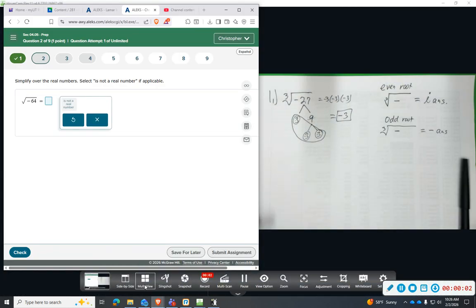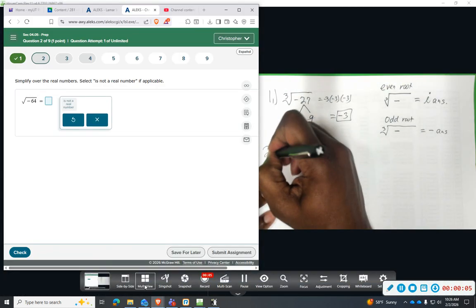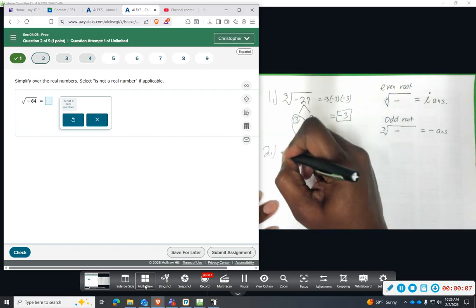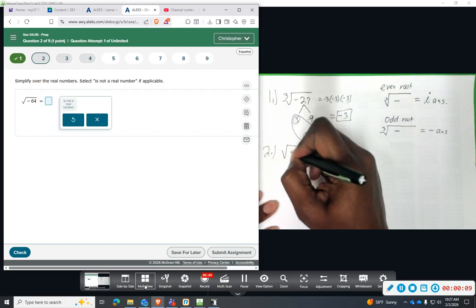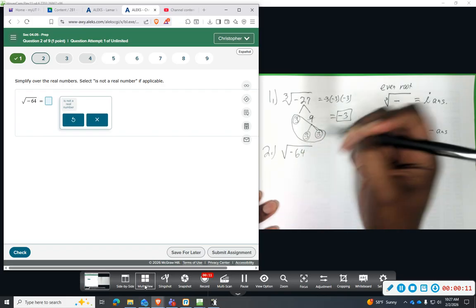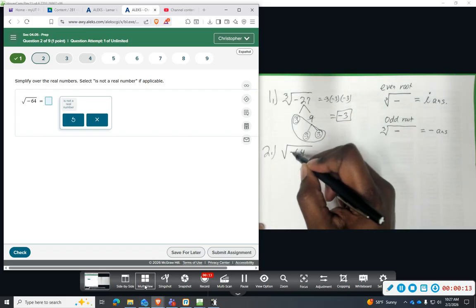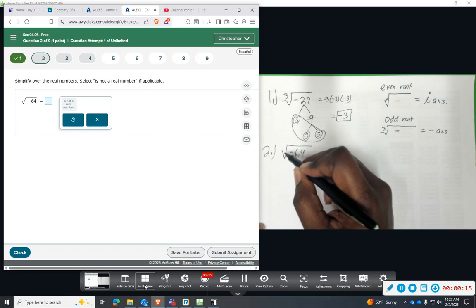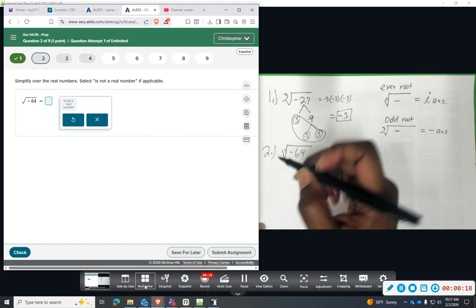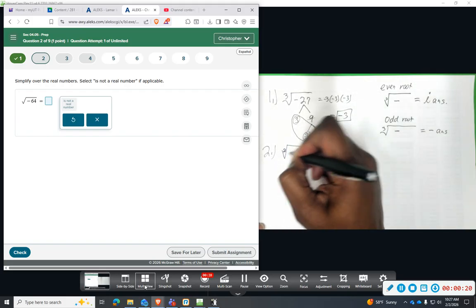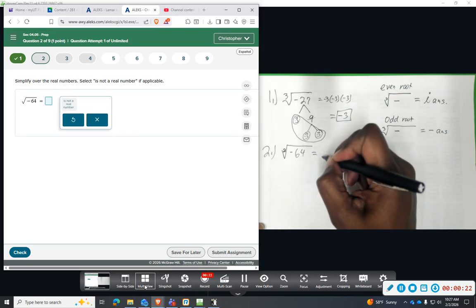All right, number 2. This time we have an even root. It's just the square root of negative 64. So again, with an even root, because there's no number out there, it's understood to be a 2. When it's negative, that tells me immediately we're going to have an imaginary answer.